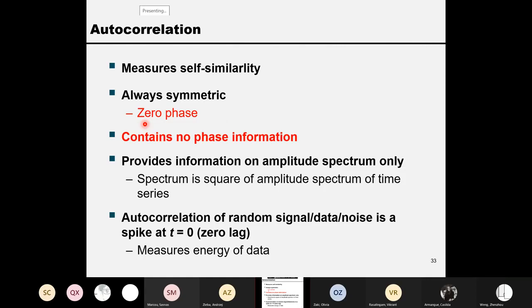Because it is a symmetrical filter, this filter is called a zero phase filter, okay, zero phase filter. So there's no phase information, the phase is zero. A zero phase filter means this autocorrelation does not provide any information on phase, only provides information on the amplitude spectrum.